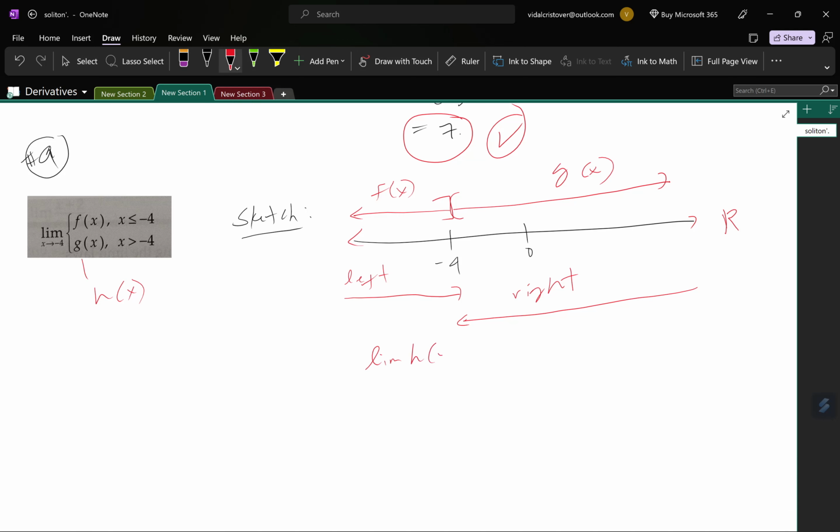Ang limit ni h of x as x approaches to negative 4, mag-exist lang ni siya if and only if ang iyang left o right hand limit nag-exist, no? So, if and only if nag-exist unya equal. So, the limit of h of x as x approaches to negative 4 from the left is equal to the limit of h of x as x approaches to negative 4 from the right.